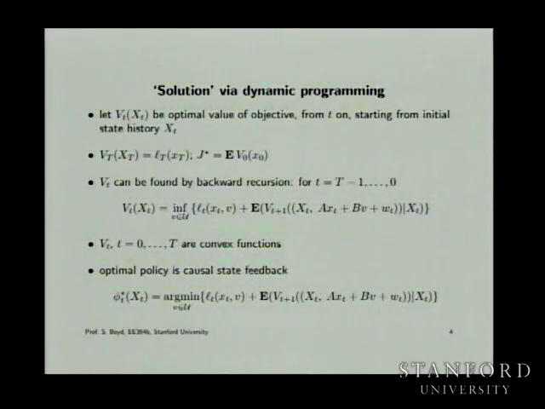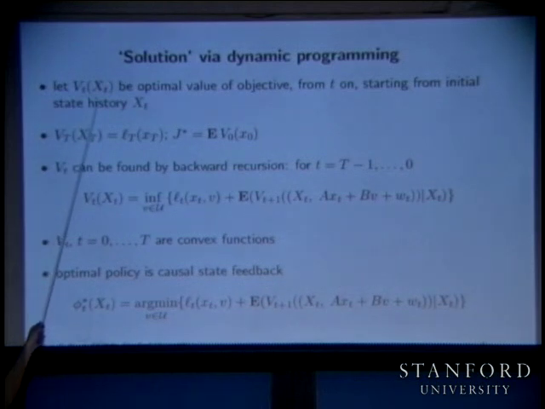Here's the solution via dynamic programming. You can actually say what the solution is here, or you can say something about the solution, and in a few cases it becomes computable. So let's look at what it is. It works like this. You're going to let V_t of capital X_t be the optimal value of the objective from t on, conditioned on the fact that you visited the states x0 up through x little t, which is to say that you have this state history capital X_t. So that's your state history up to that point.